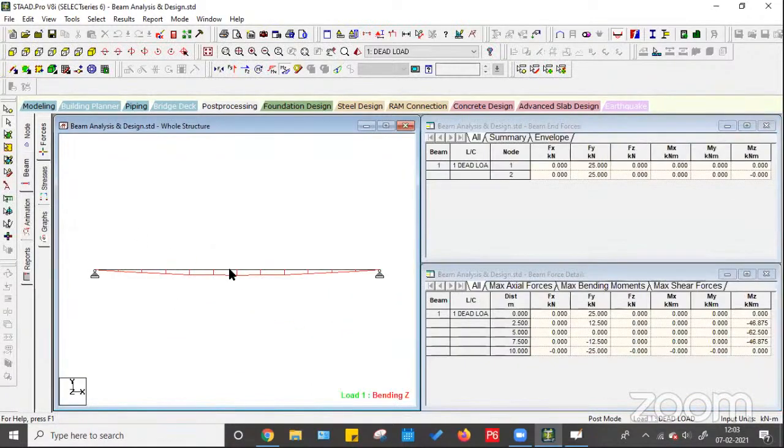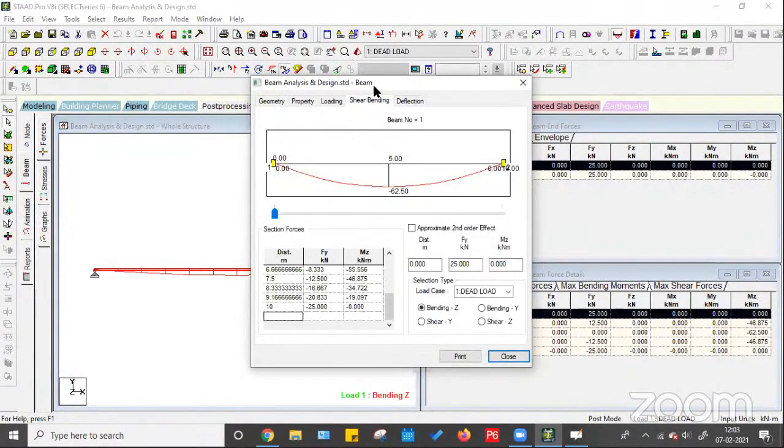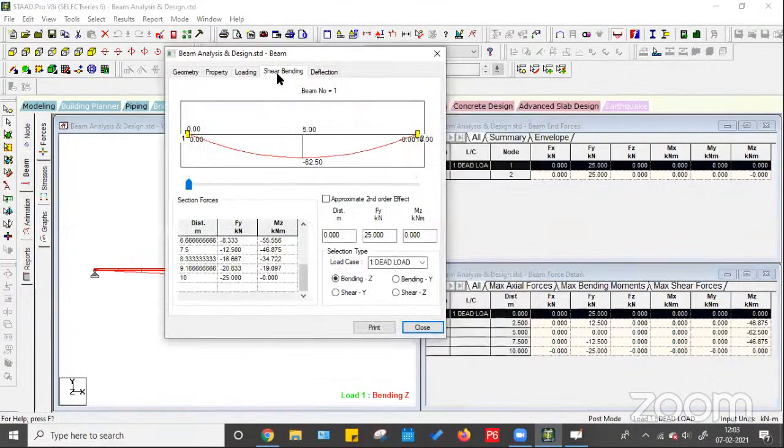Is that correct or not? So just double click on the beam and go to shear bending, and there you will see all the values. If you go to shear bending, this is your bending moment diagram. You can see 62.5. It is showing minus because STAAD takes a different sign convention from what we had taken, just the opposite one, but the value is 62.5.